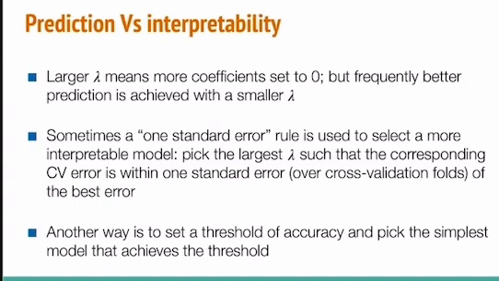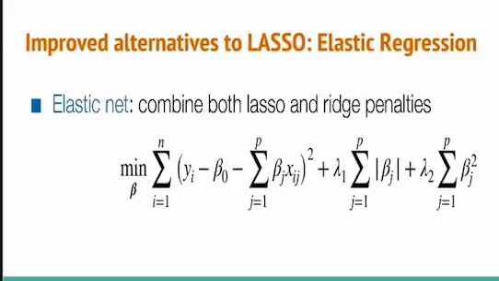And of course, we have a way to select lambda. We can use the method of cross-validation. With cross-validation, we choose the lambda value that corresponds to the minimal cross-validation error. So we got a threshold. But let me tell you this. Is there any question before moving forward?